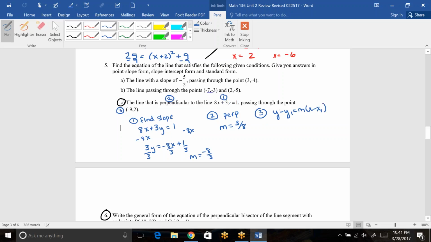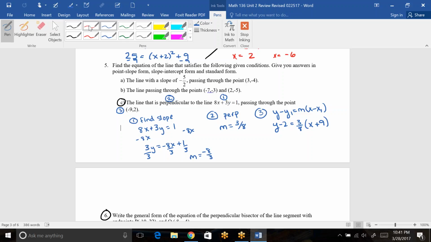Your final step is to use point slope, which is this formula, y minus y1 equals m parentheses x minus x1. This is when you finally use the point that we were given. So y minus 2 equals 3/8 x minus -9, which will actually end up being a +9.